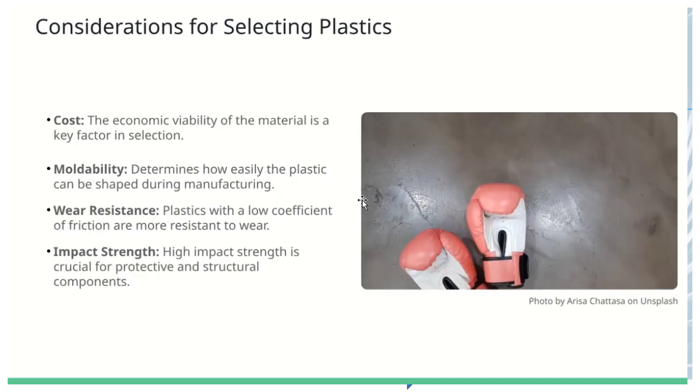Considerations when selecting plastic: of course, cost. Economic viability of plastic is a key factor in selection. Moldability determines how easily the plastic can be shaped during manufacturing. Wear resistance: plastics with a low coefficient of friction are more resistant to wear. Impact strength: high impact strength is crucial for protective and structural components.